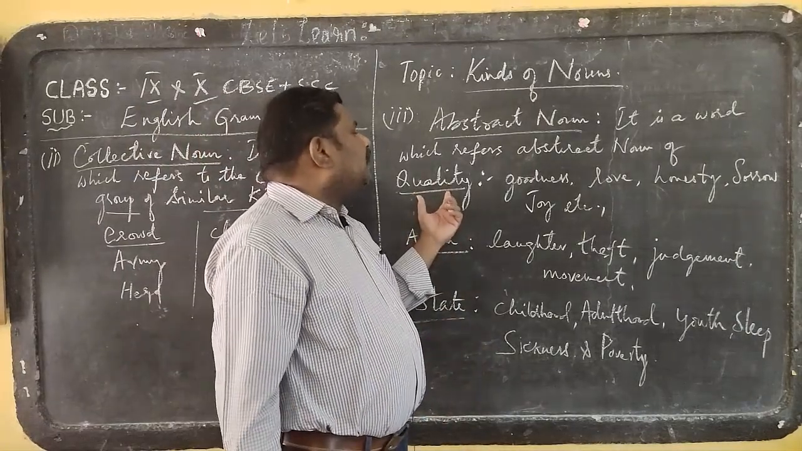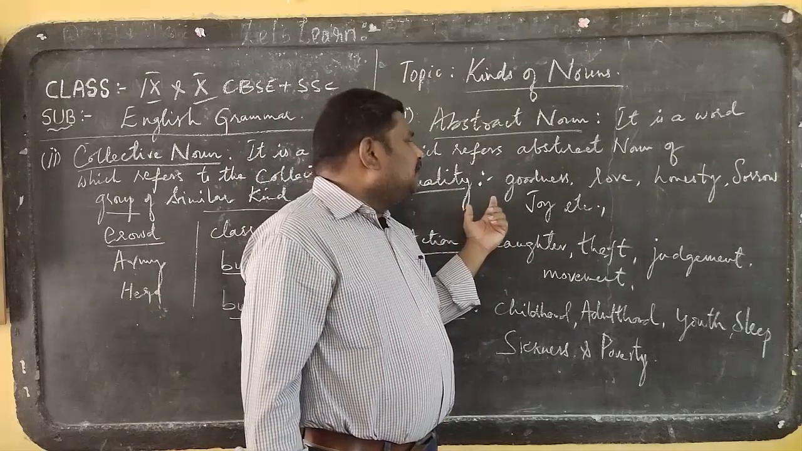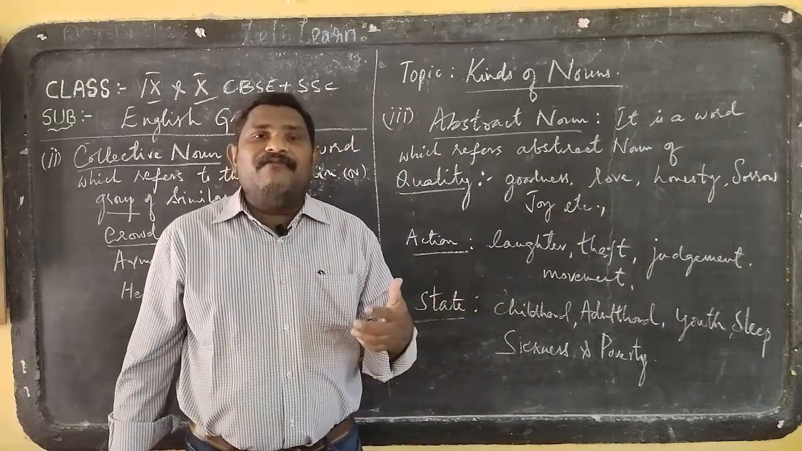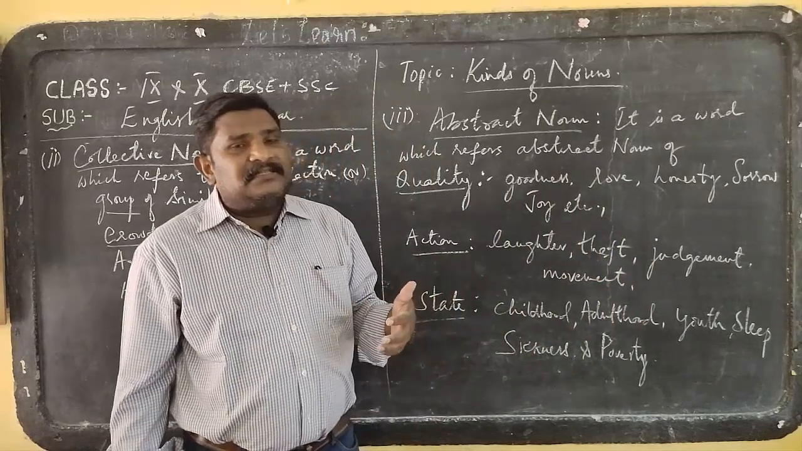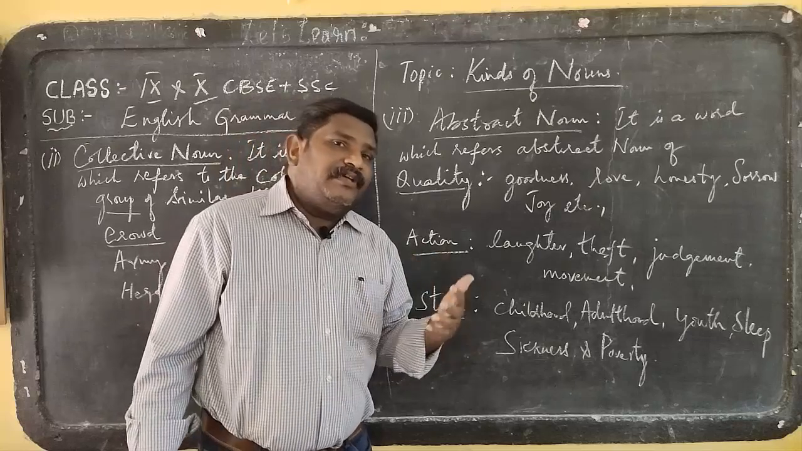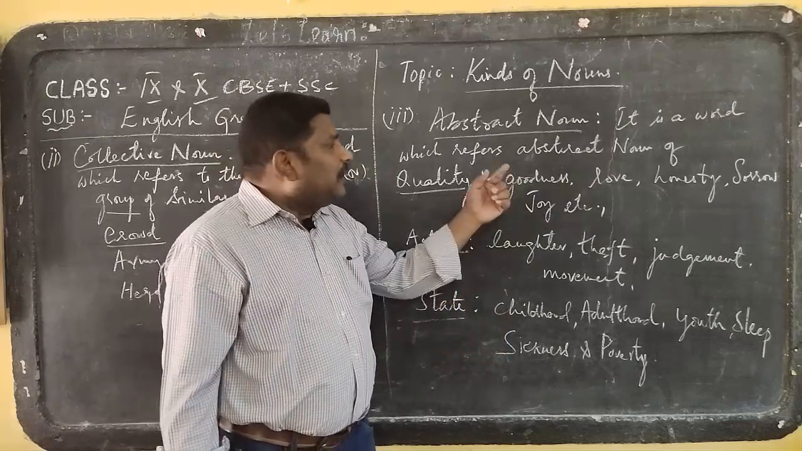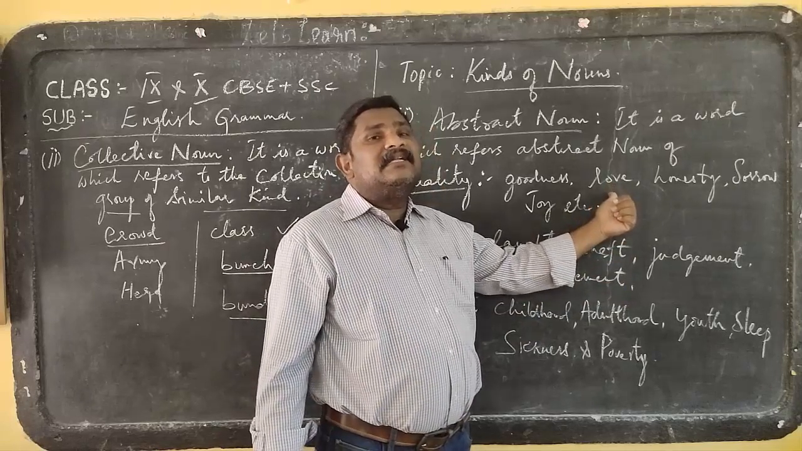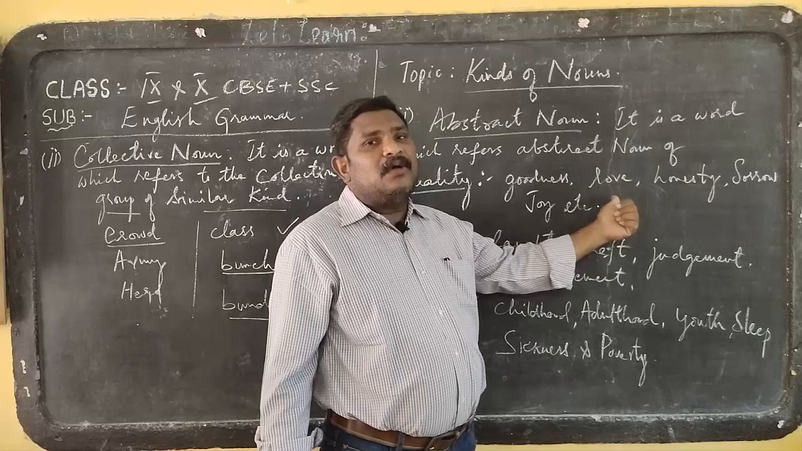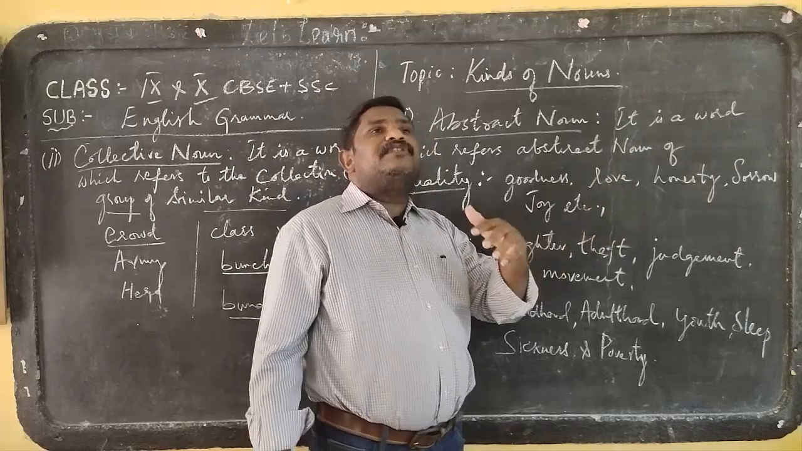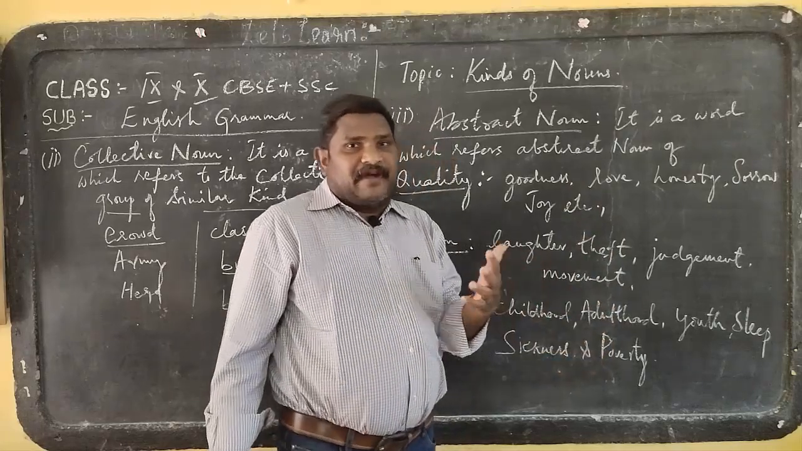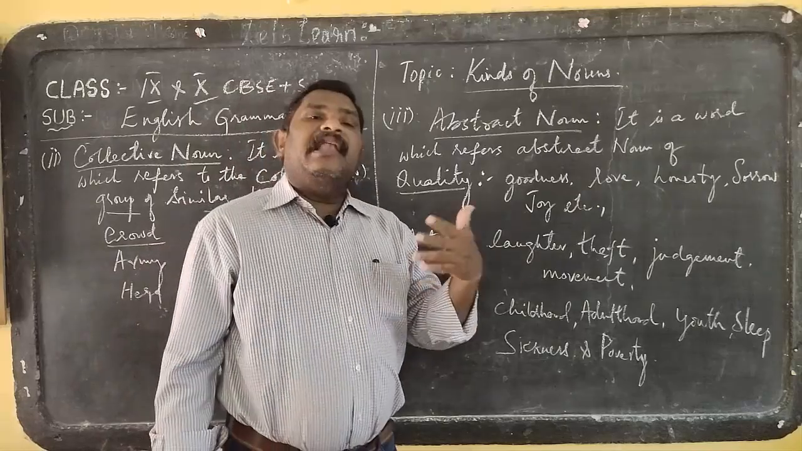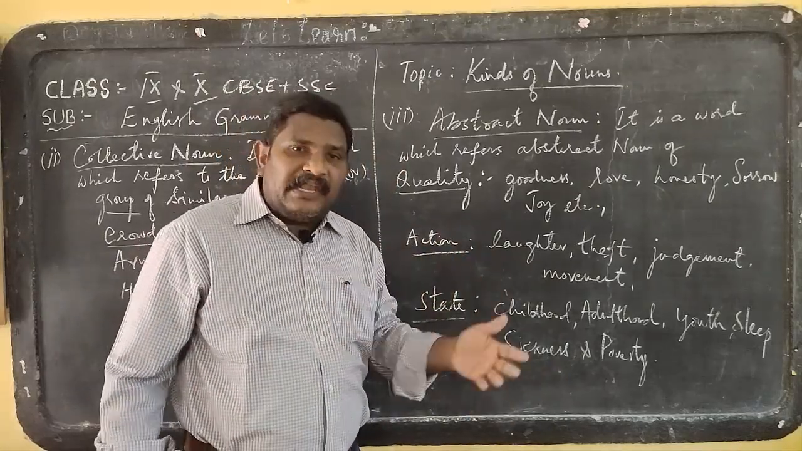For example, we say, love thy neighbor. In this sentence, the word love is used as a verb. But the same word love is also used as a noun. Love is a noun which cannot be seen, which cannot be touched, but which can be felt. So abstract nouns are those things which are related to the feelings.